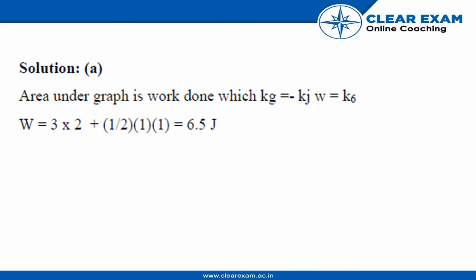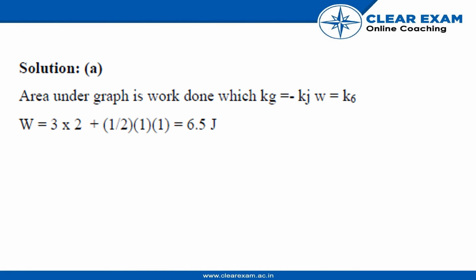So the area under the graph is the work done, which is equal to the change in kinetic energy. So now the work done will be equal to the area under that graph, which would be equal to 3 into 2 plus half of 1 into 1, which would be equal to 6.5 joules, and that is the area under the graph.